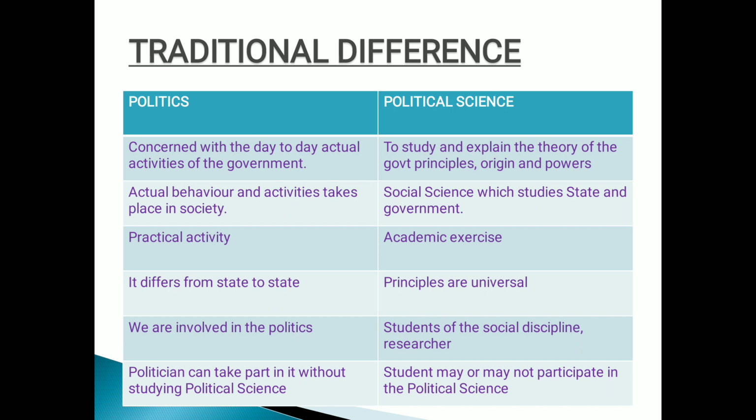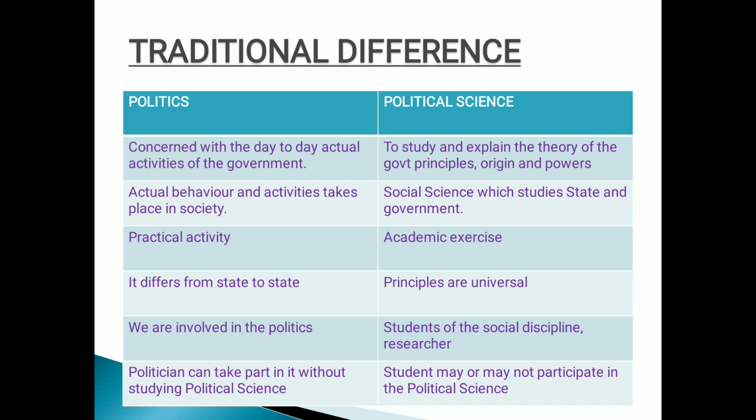Now come to traditional definitions. They have traditionally differentiated politics and political science. Now how do they differ? Politics means the meaning of politics is concerned with the day-to-day actual activity of the government, what the government is doing daily. Political science means what? It seeks to study and explain the theory of fundamental principles, origin, nature, scope, and power of state and government. In political science we move into more depth. It studies the principles, origin, nature, scope, and power of the state and government.